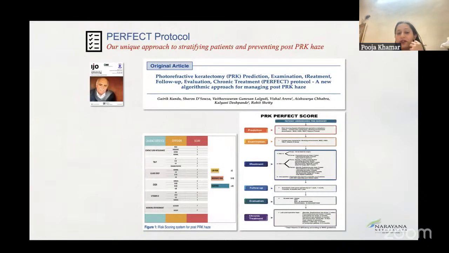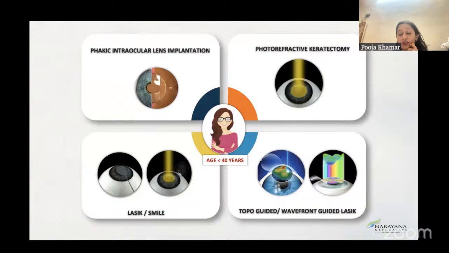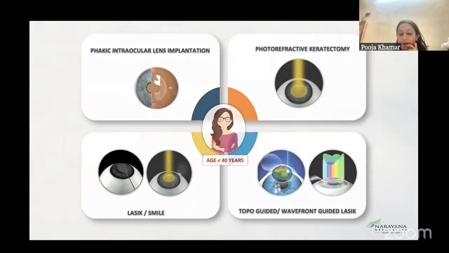We have developed a nomogram where you can predict, examine, treat, follow up, evaluate, and if there is late post-op haze, you can give the patient a chronic treatment with which the incidence of haze reduces quite effectively, and patients have a good outcome with this protocol we use. So this works very well for pain and haze, which are the two dreaded enemies of PRK.